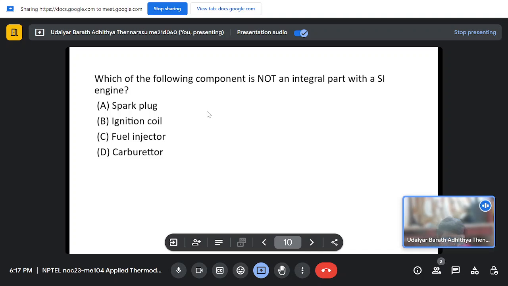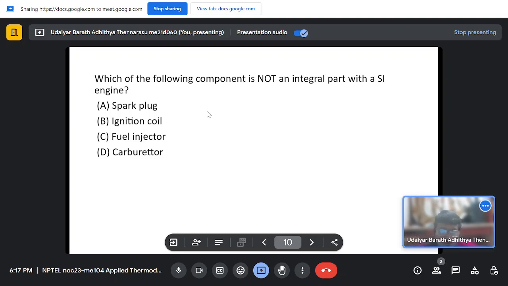Then fuel injector, you don't require a fuel injector because the fuel charge which is coming in, the air which is coming in, will contain fuel and air as a mixture. So this combustion is ignited with a spark plug. So you don't require a fuel injector as such for fuel to be injected in the process. So fuel injector is not required.